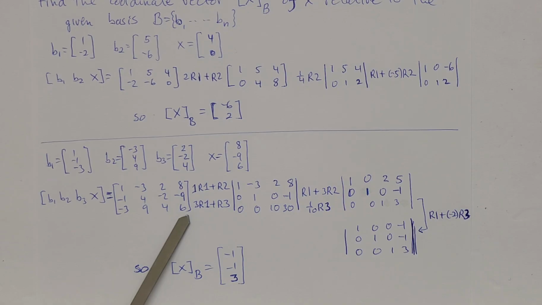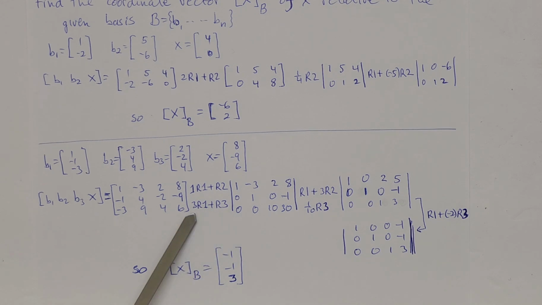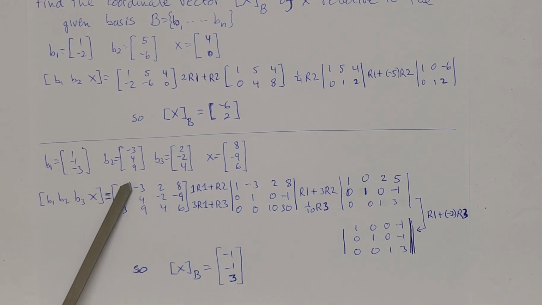Repeat that process for row 3. 3 times 1 is 3, 3 subtract 3 gives me 0. 3 times -3 is -9.